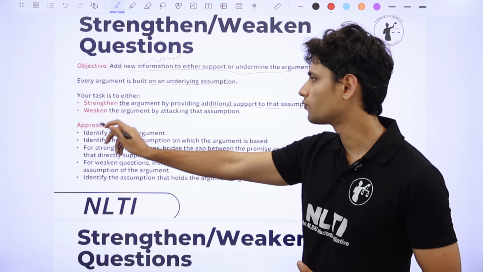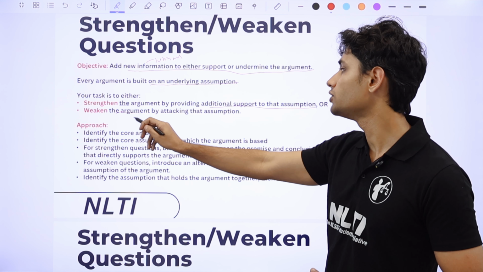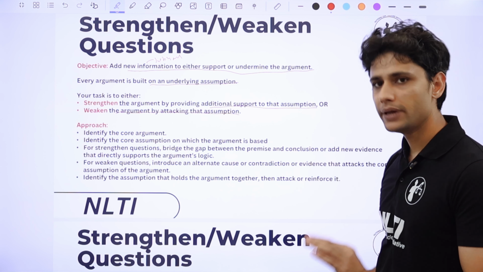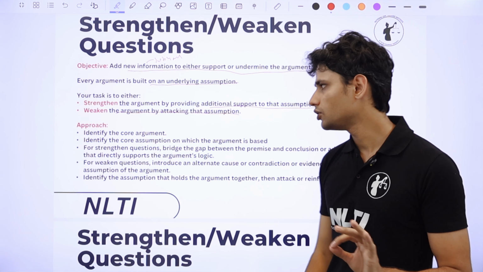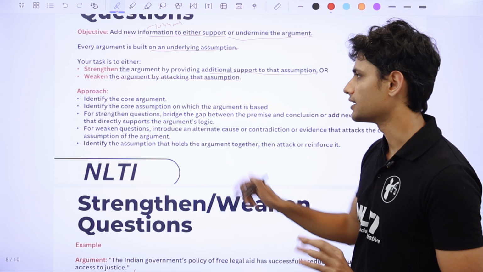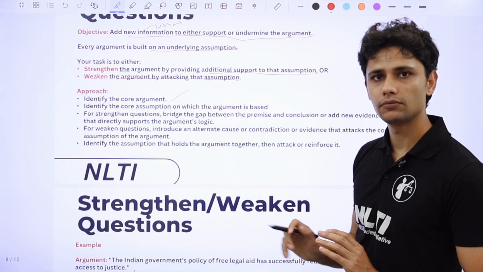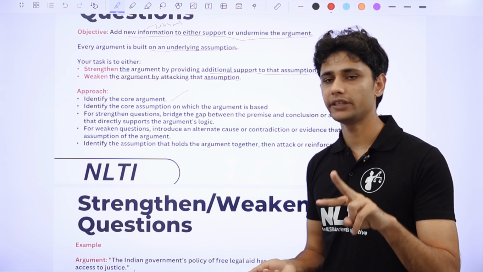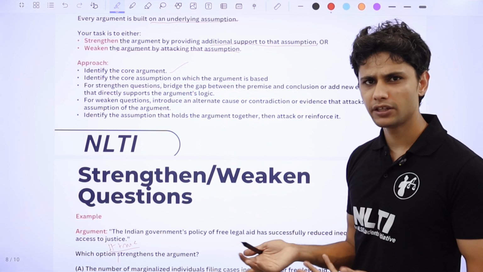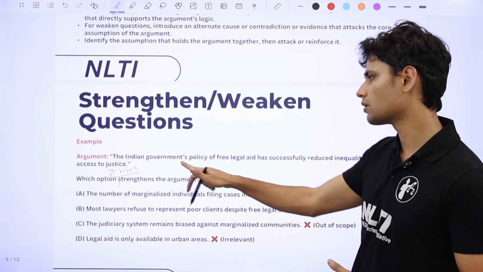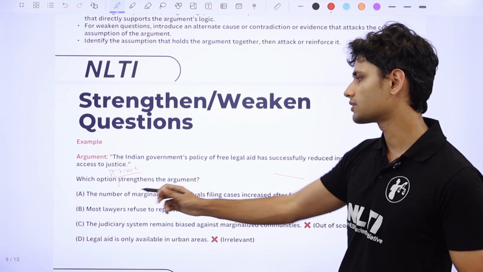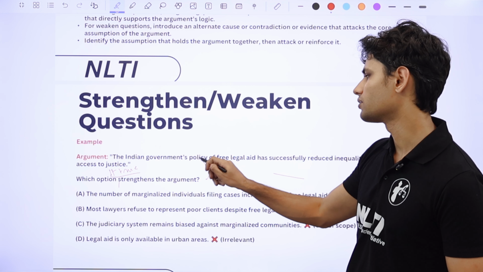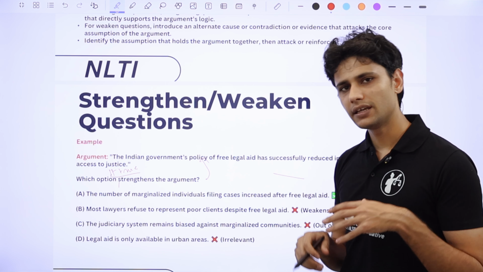And if it's a weakening type of question, then we look at which of these options attack that assumption. Basically, when you're attempting these questions, you have to know a few things. One, the argument. What is the argument that you're being asked to assess as weakened or strengthened? Usually it is provided in the question itself. For example, here the argument is already given to you, and the question will ask which of the following strengthens the argument. So usually it's given in the question.